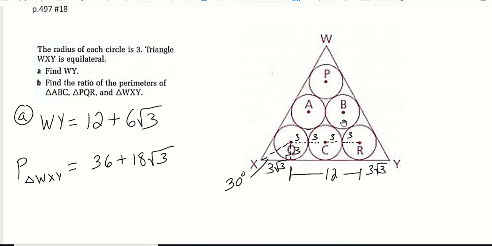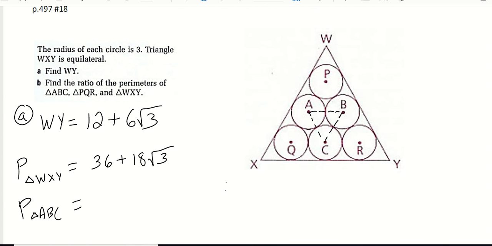ABC is right here. Let me erase some things and draw in triangle ABC. All right, so here I've drawn in triangle ABC. Center A, center C. The distance between the centers of two tangent circles is going to be twice the radius, right? So from A to that point of tangency is going to be a radius of 3. From that point of tangency on to C, that's going to be the radius of 3 as well. So AC has a length of 6.